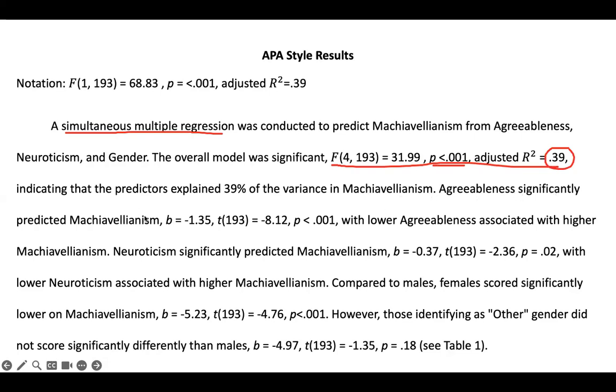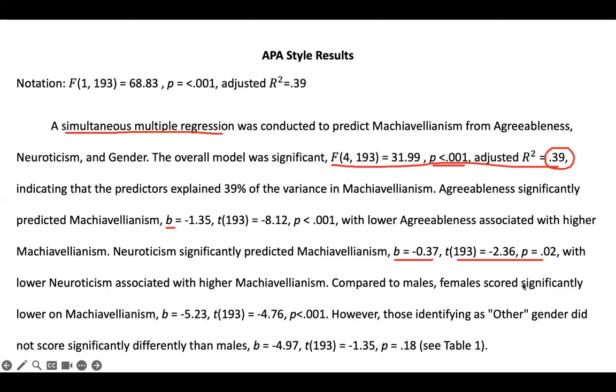Agreeableness significantly predicted Machiavellianism. And then after a comma, I have the unstandardized beta weight in italics, negative 1.35. t with degrees of freedom of 193 equals negative 8.12, comma, p is less than .001, with lower agreeableness associated with higher Machiavellianism. So again, it's a negative. We're talking about a negative relationship between those two variables. Then I just list the other ones. Neuroticism also significantly predicted. I have its beta weight, I have the t statistic, and then again, lower neuroticism associated with higher Machiavellianism.